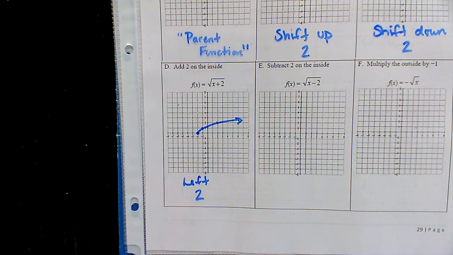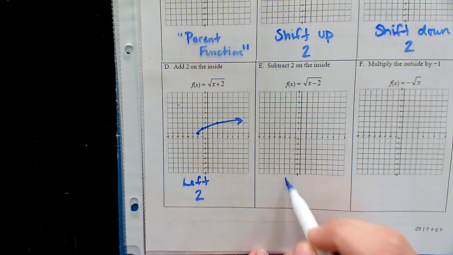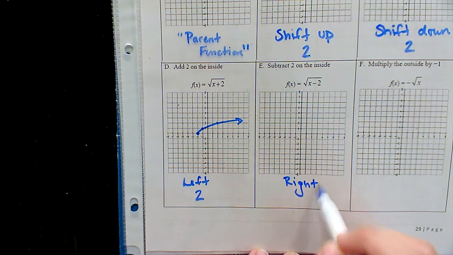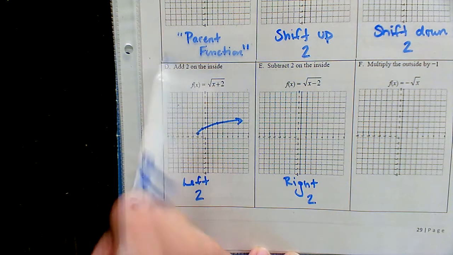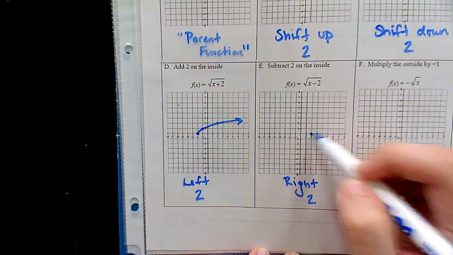What do you think the next one's going to do? Can we make a connection? Good, Marie? Right 2, good. Alright, so take every point on that parent function and move it right 2.